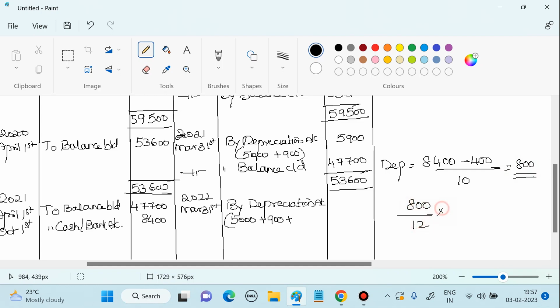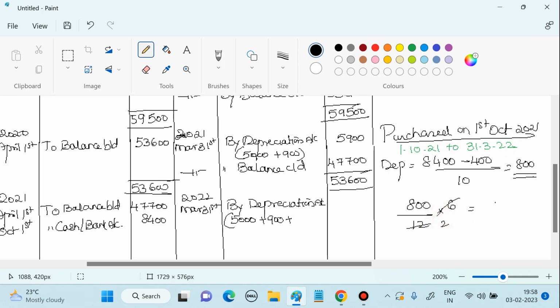12 months. Correct? But when was it purchased? October 1st. So we will charge depreciation from 1st October till 31st March. How many months? Purchased on 1st of October 2021. Ma'am, 6 months. Correct. From 1st October 2021 to 31st March 2022. October, November, December, January, February, March. So it is 6 months.